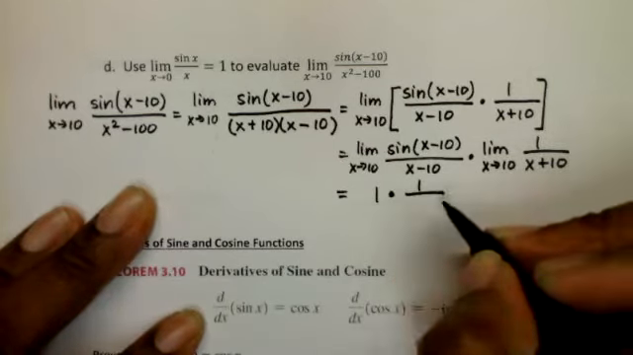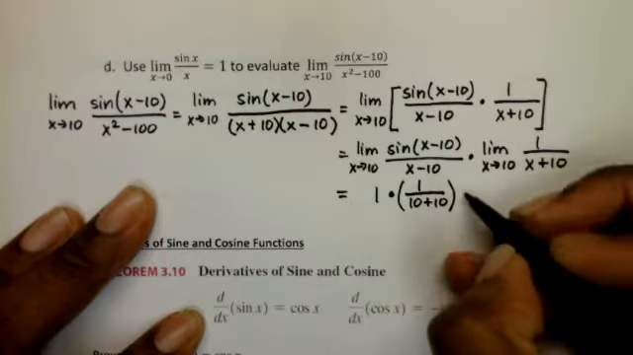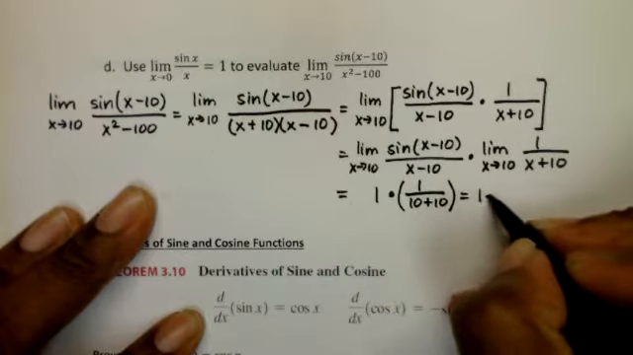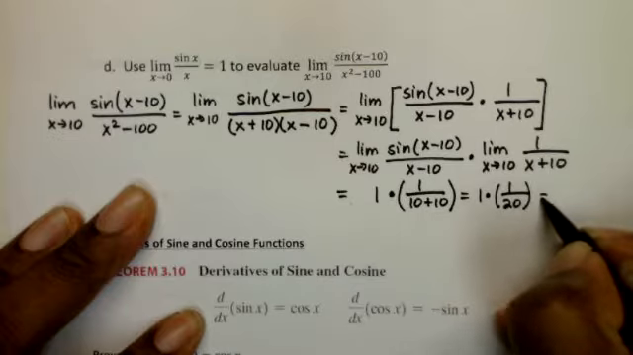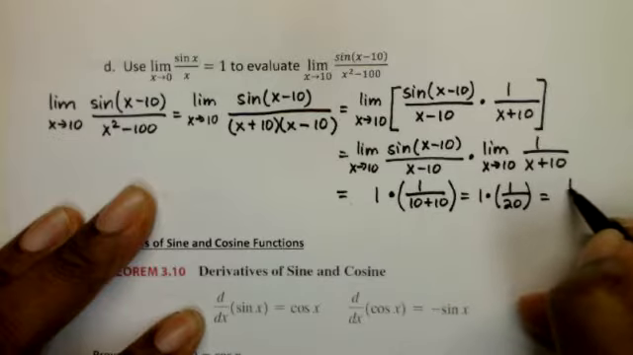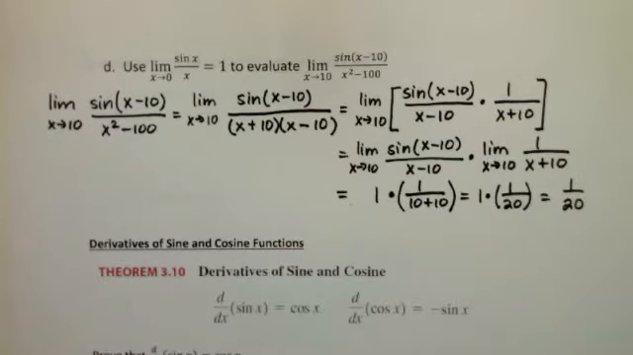So let's go ahead and do direct substitution. That's going to be 1 over 10 plus 10. And then 1 times 1 over 10 plus 10, which is 20. 1 times 1 over 20 would be 1 over 20. So the limit as x approaches 10 of sine of the quantity x minus 10 divided by x squared minus 100 will be 1 over 20. Okay. So this is how we use trigonometric limits for sine and cosine.